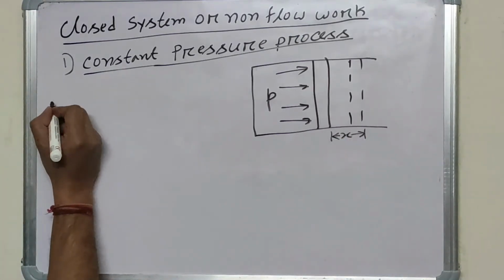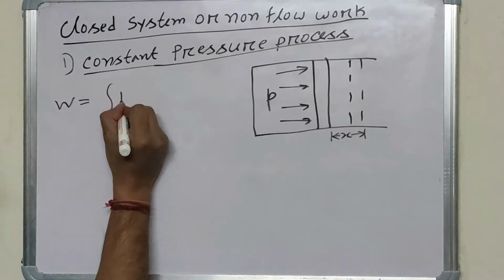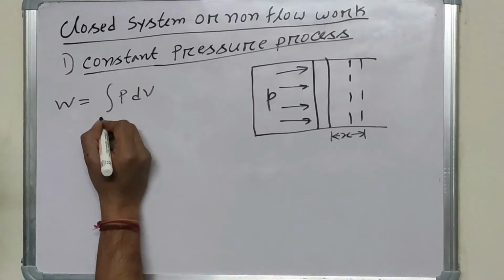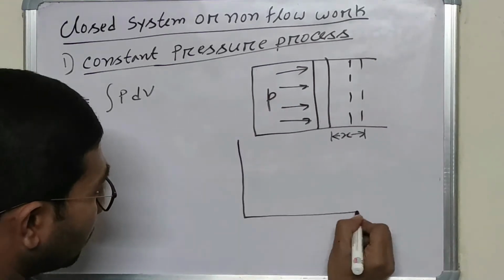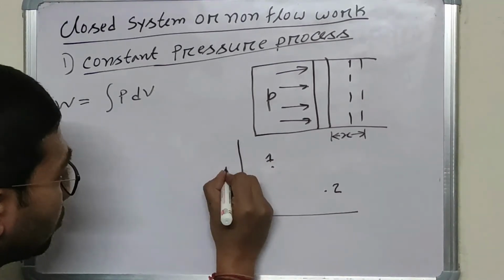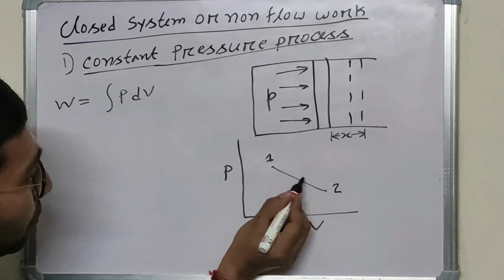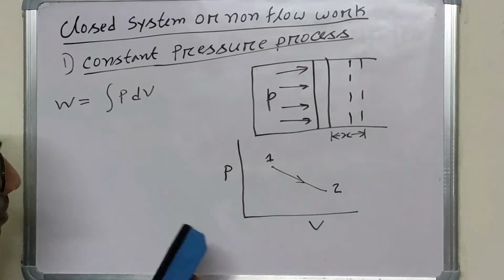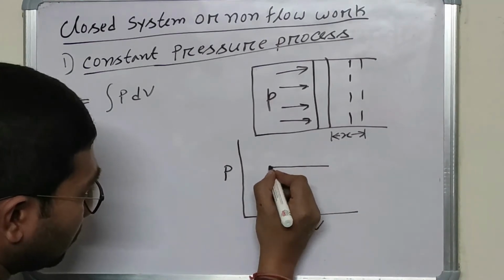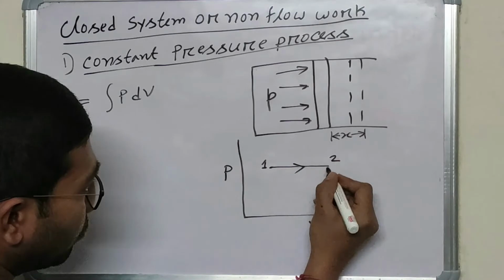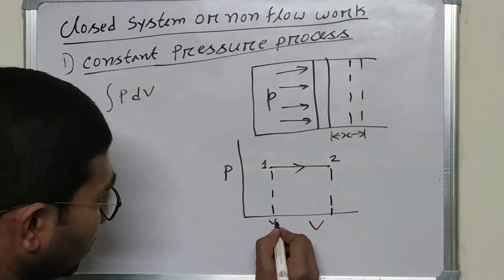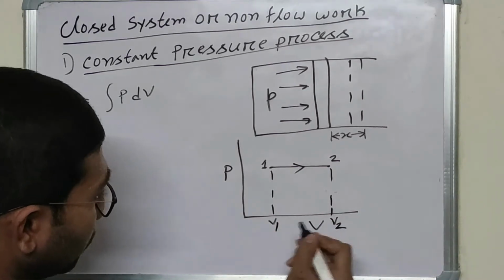So now the work done in constant pressure process is integration P dV, from volume 1 to volume 2. You can show it also from the diagram. If there is a state 1 and state 2, with pressure and volume axes, the process is taking place from 1 to 2. That is the change in volume for the process, from V1 to V2.